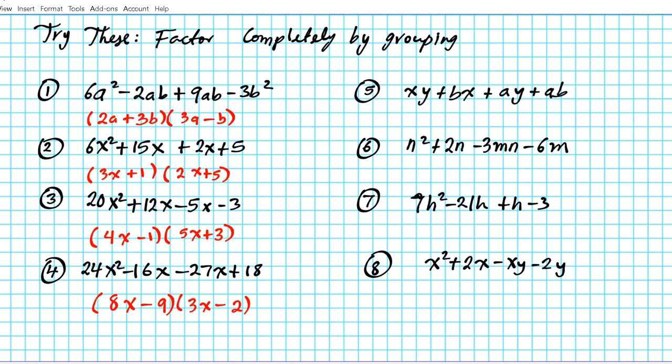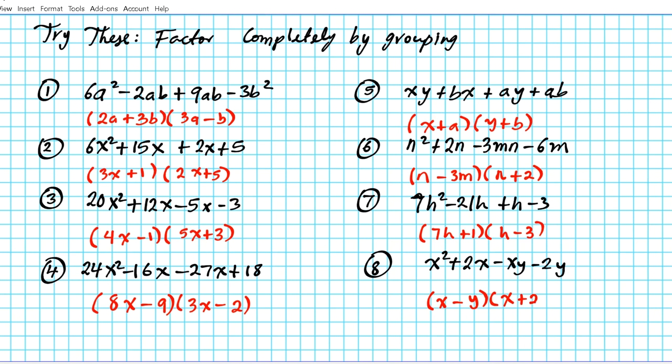All right, for number 5, we have the quantity x plus a times y plus b. For number 6, we have the quantity n minus 3m times the quantity n plus 2. For number 7, we have the quantity 7h plus 1 times the quantity h minus 3. For number 8, we have the quantity x minus y times the quantity x plus 2. Alrighty, so there goes the answer to question numbers 1 to 8.